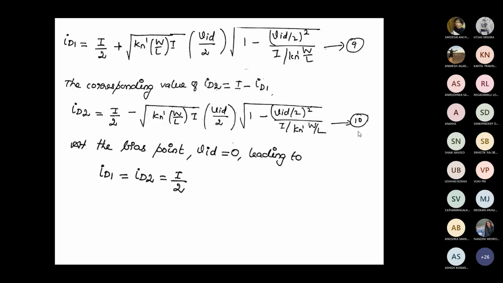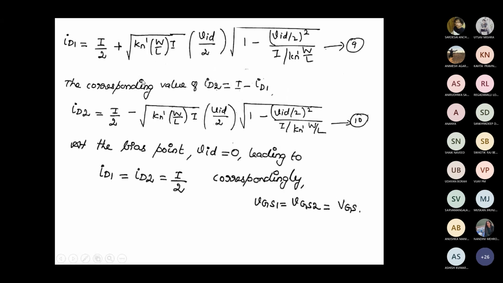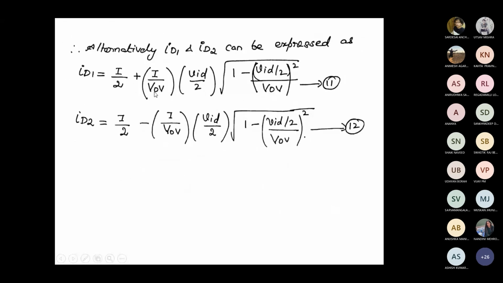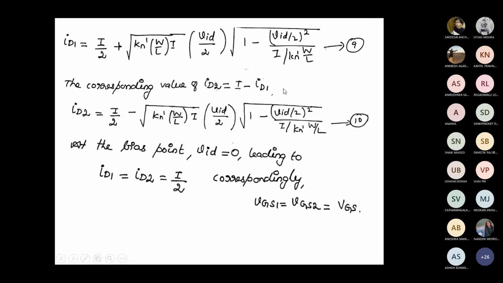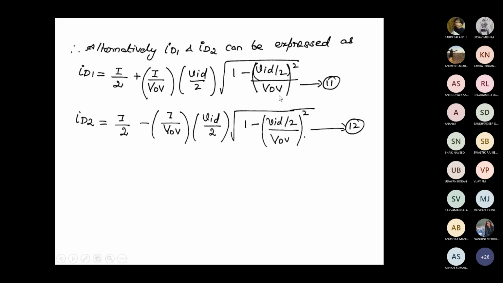Yes. Okay. Now at the bias point VGS1 and VGS2 equal VGS. So we are going to rewrite 9 and 10 as 11 and 12, in terms of the overdrive voltage. In this previous equation, we multiply and divide by I, so this becomes I by the overdrive voltage. And in the second term, in the denominator, we had I by k n dash W by L inside this root, so we are replacing it by VOV. So this is our final equation, the 11th and 12th equations.